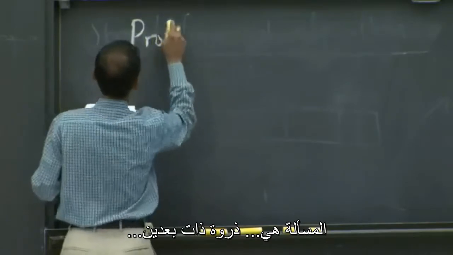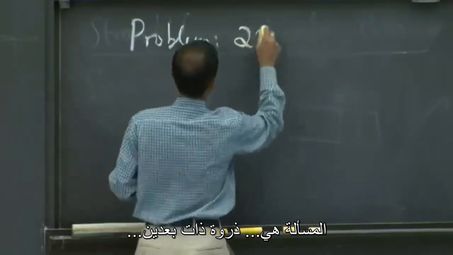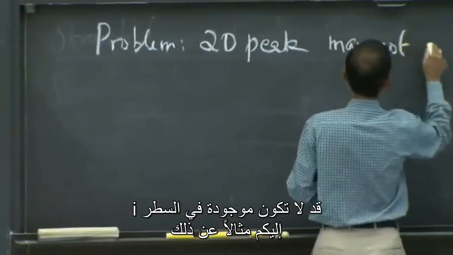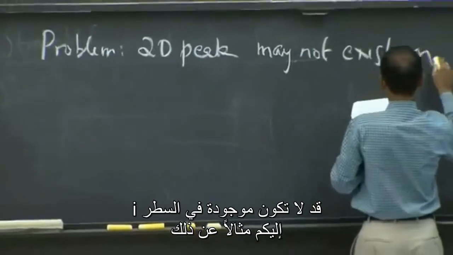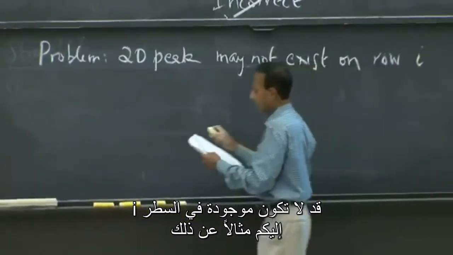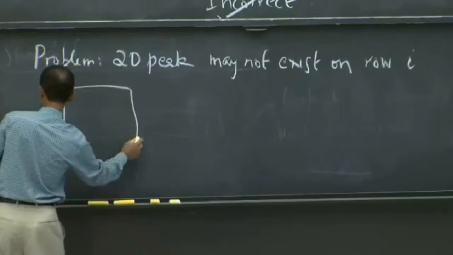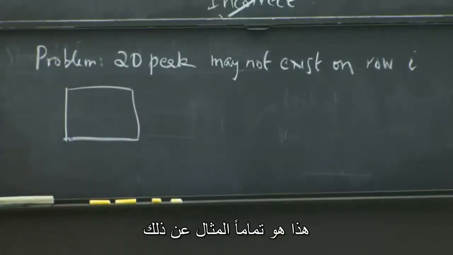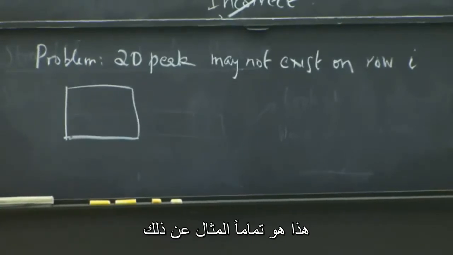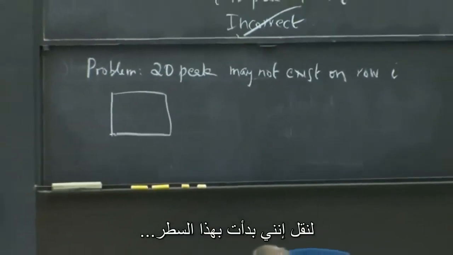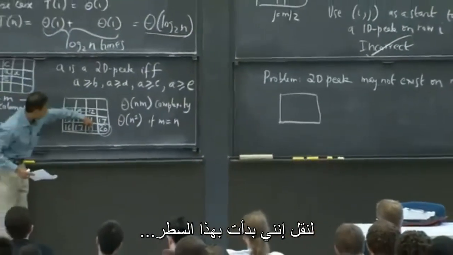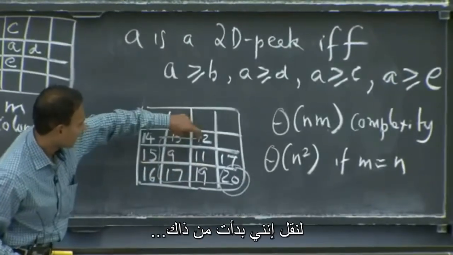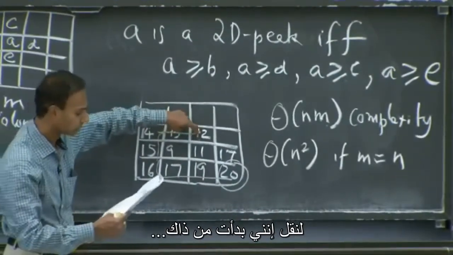The problem is a 2D peak may not exist on row i. And here's an example of that. Actually, this is exactly the example of that. Let's say that I started with this row. Since I'm starting with the middle row, I could start with this one or that one. Let's say I started with that one.